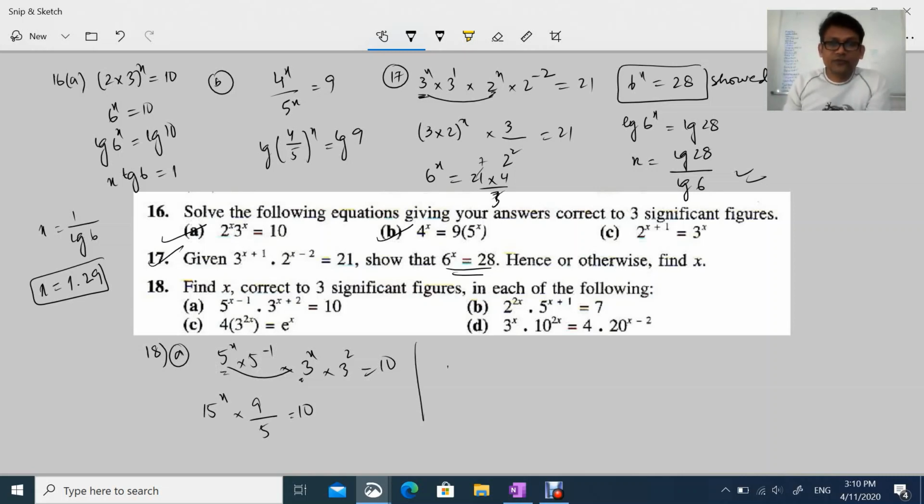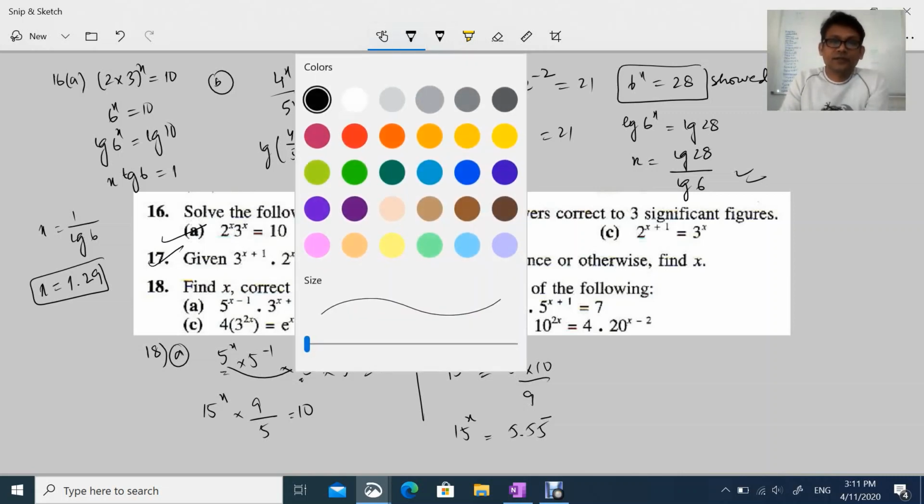Finally, what you can do: 15 power x, this 5 multiplied by 10 and divided by 9. After simplification, 5 into 10 divided by 9 is coming 5.555. So 15 power x is equal to 5.55, with this recurring number. So what you have to apply here is LG on both sides and you can get the answer.